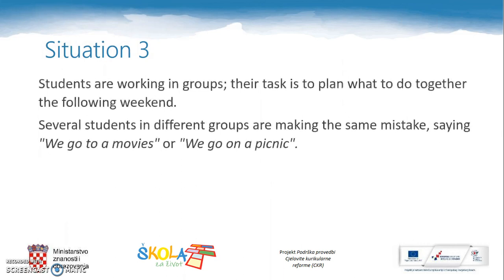Situation 3. Students are working in groups. Their task is to plan what to do together the following weekend. Several students in different groups are making the same mistake, saying, "We go to a movies" or "We go on a picnic." In this situation, I would use clarification requests while going from group to group and monitoring to help individuals realize that what they are saying isn't conveying the message clearly. If they needed a reminder on the proper structure, I would ask other members of the group to provide help.